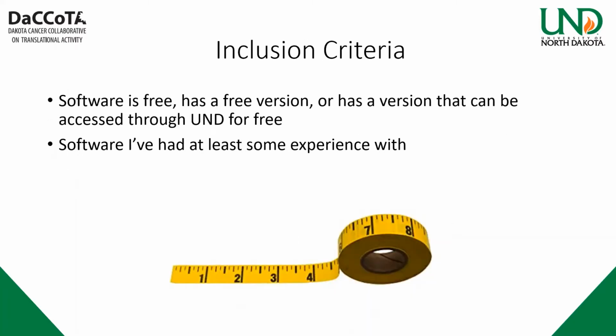So now let's get some inclusion criteria out of the way here. For the software to be considered on my list today, it needs to be free, have a free version, or have a version that can be accessed through UND for free. UND has a variety of statistical software licenses that can be accessed by faculty, staff, and students at UND. And then the other inclusion criteria is the software has to be something I've at least had some experience with. I am by no means an expert in any or all software packages. So, without further ado, let's get started.